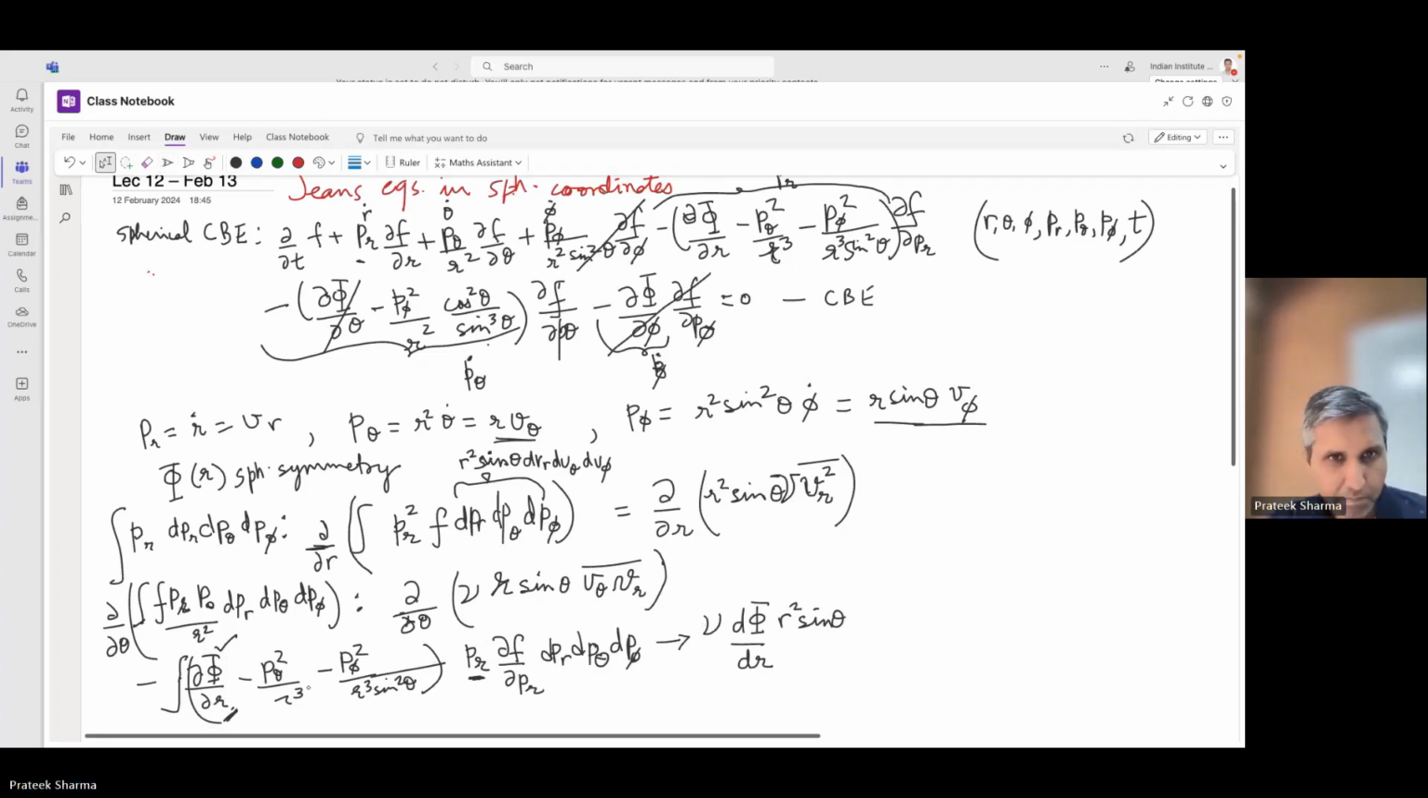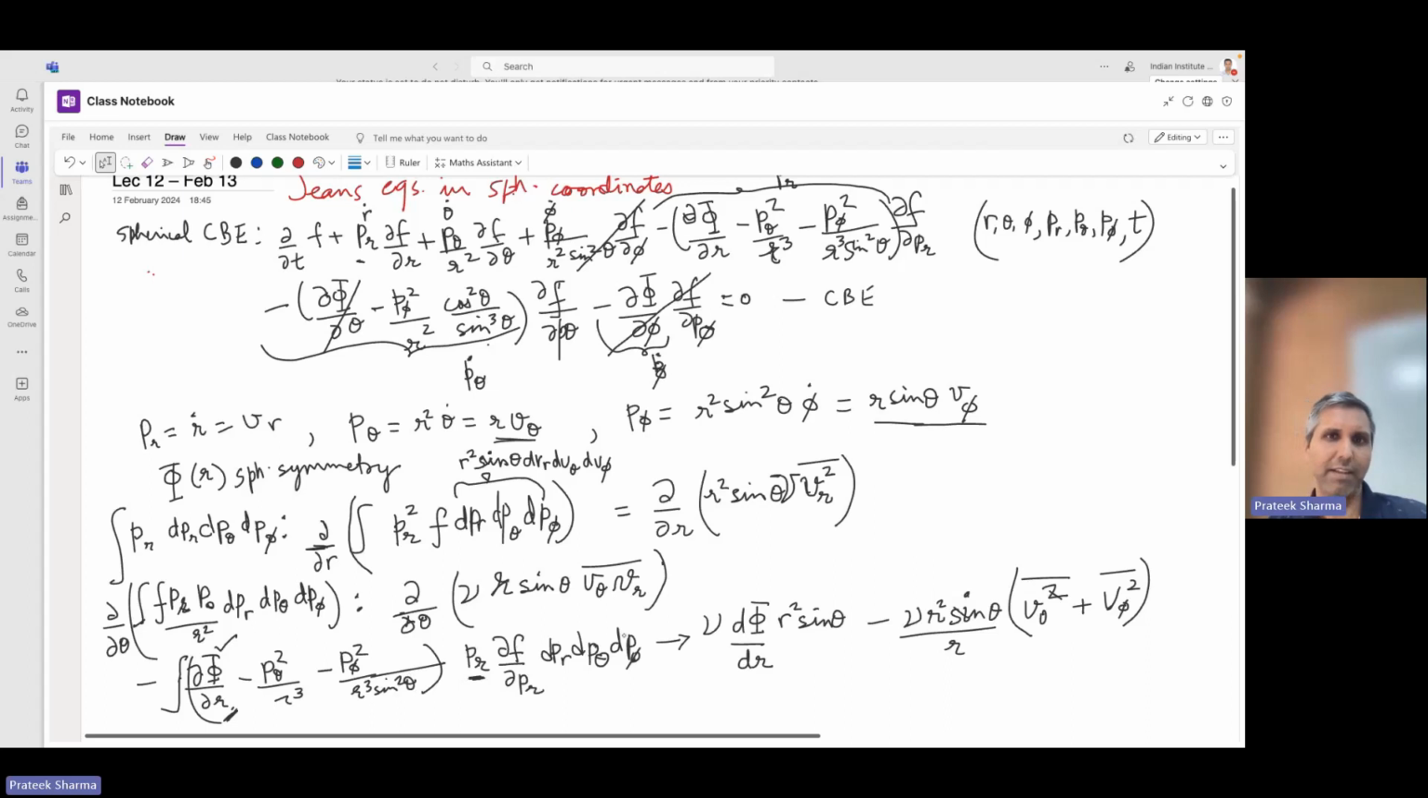The second term, essentially you have to do the same thing. Integration by parts, what you'll get is, let me just write down, minus. Right now there is minus minus, this becomes plus, but then we do integration by parts, we get another minus. So this is minus of nu R squared sine theta by R times V theta squared plus V phi squared bar. This is what you get.